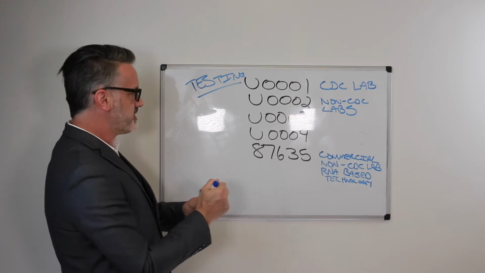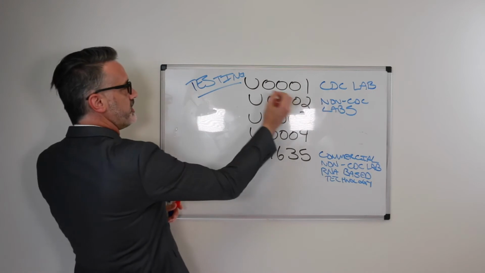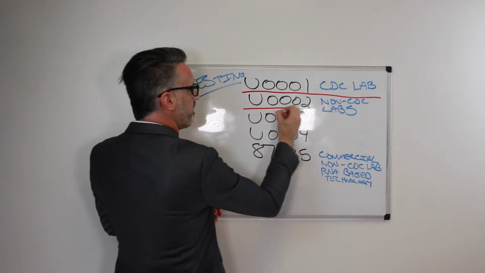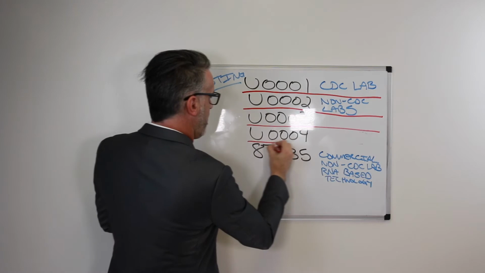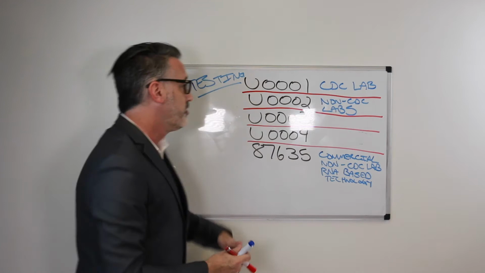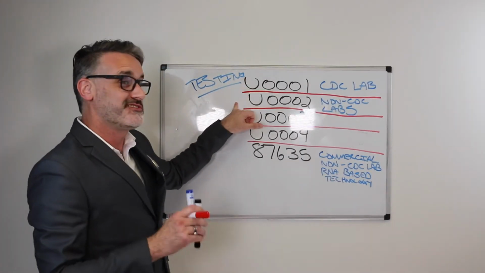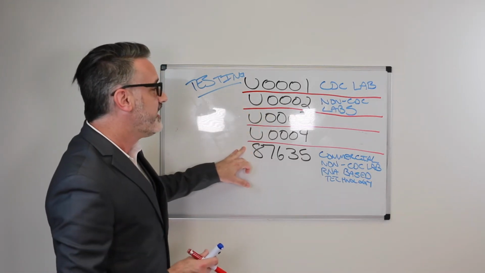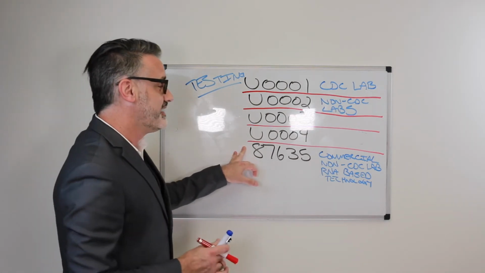What I'm actually going to do is use red here, and draw a line between these just to keep separate where all the notations are on the right side. There we go. So initially, those are the first 3 codes that we had. We had the U0001 for CDC lab testing, U0002 for non-CDC location-based lab test, and 87635 to use on commercial carriers for non-CDC lab testing, that is RNA-based technology.